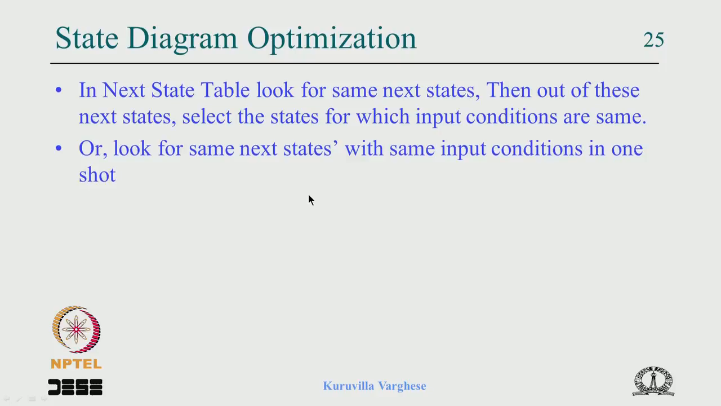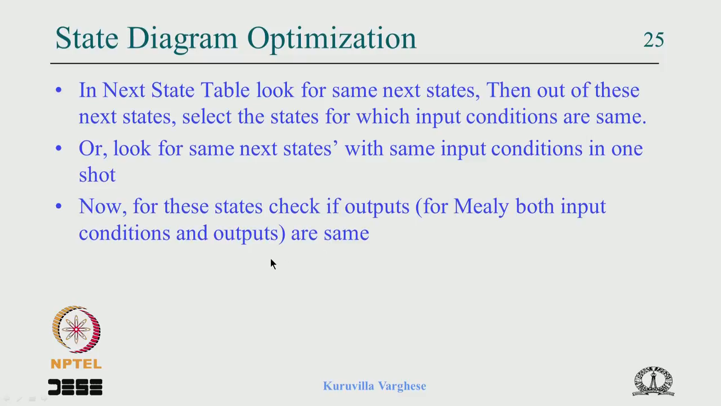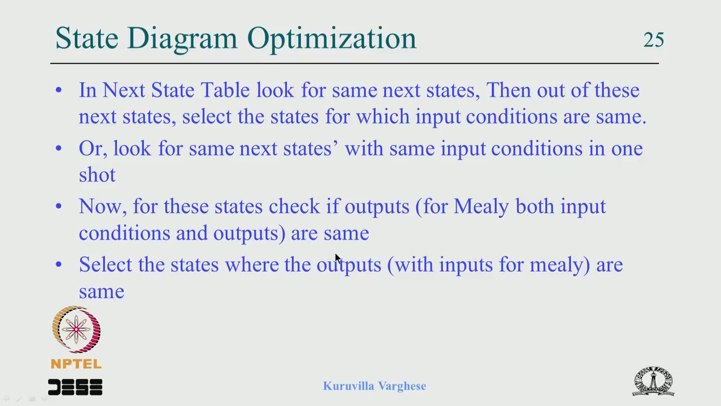Then go to the output table and check if the outputs are the same for these states. Wherever the outputs are the same, pick up those states. For Mealy you have to look at the inputs also; you have to match the input. For Moore you match the output, and these states where the outputs are the same are equivalent. So systematically you can do that.